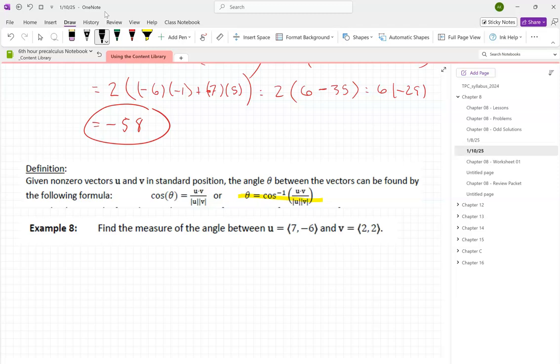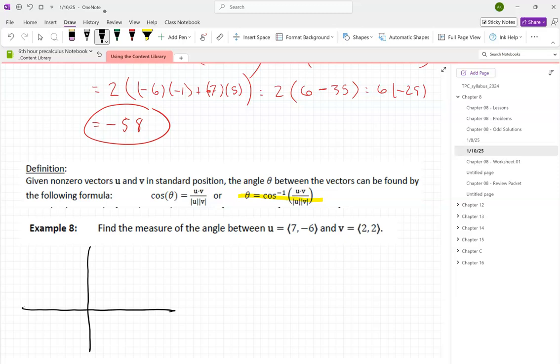So here we're asked to find the measure of the angle between vector u and vector v. What I would suggest to you to start, especially the first few times you're doing this, to help build some intuition, is to draw a picture of what these two vectors look like and what the angle is that we're looking for. So I can get a good idea if the answer I'm getting is reasonable or not.